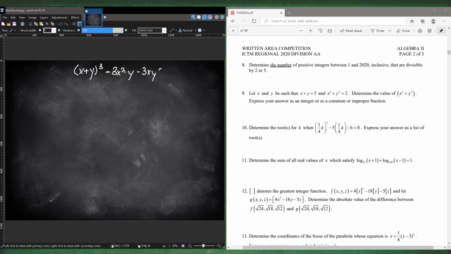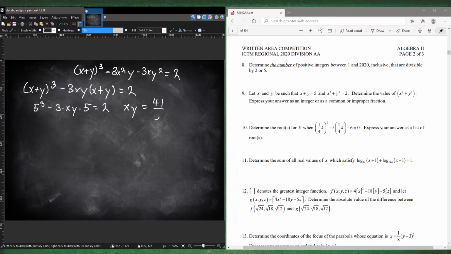And this equals x cubed plus y cubed, so that's equal to 2. From here, we distribute out our 3xy, so minus 3xy, and we're left with an x and a y. And then we know what x plus y is. That's 5, so this is just 5 cubed minus 3 times x times y times 5 is equal to 2. So then we can find x times y, which is 5 cubed minus 2, divided by 3, divided by 5. And you get x times y is equal to 41 over 5.